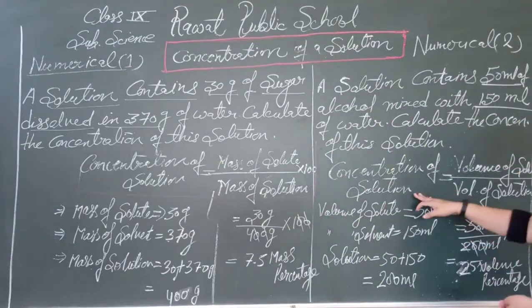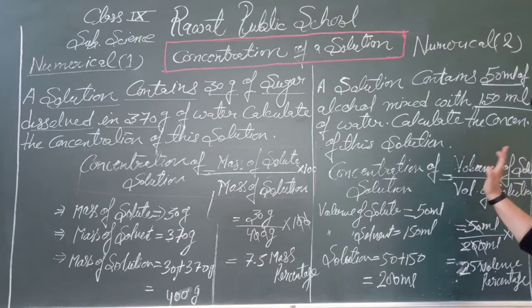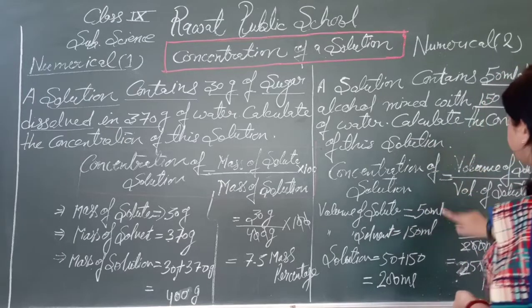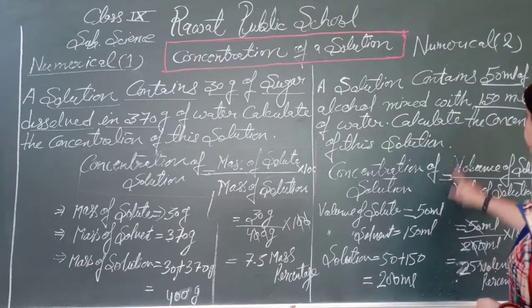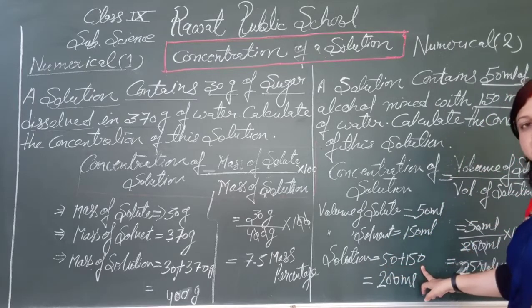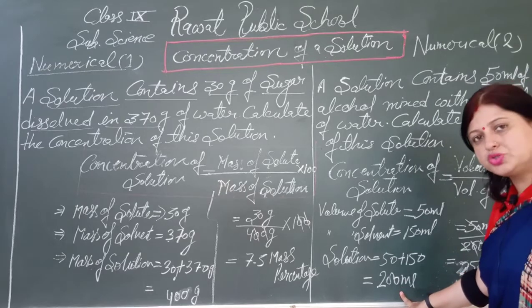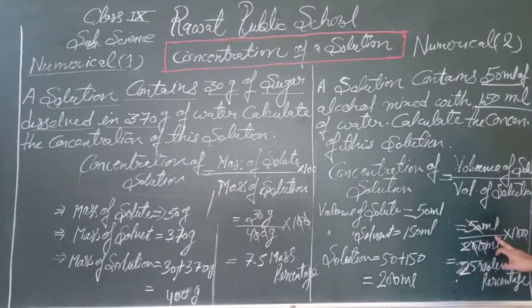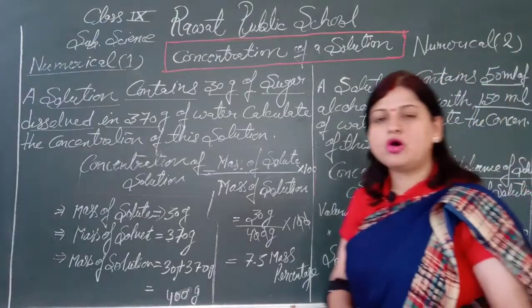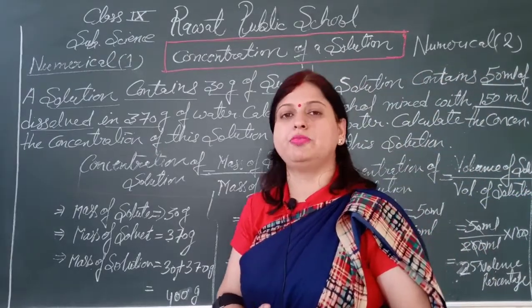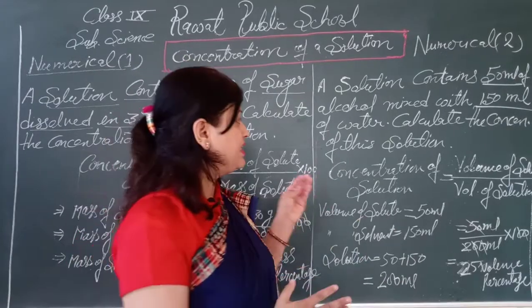Next is concentration of solution equals volume of solute over volume of solution multiplied by 100. Volume of solute 50 ml, volume of solvent 150 ml, total solution 50 plus 150, 200 ml. So volume of solute 50 ml over 200 ml multiplied by 100, and when we divide 50 by 2, we get 25 volume percentage. Students, I hope you all understood how numericals will be solved by these two formulas.